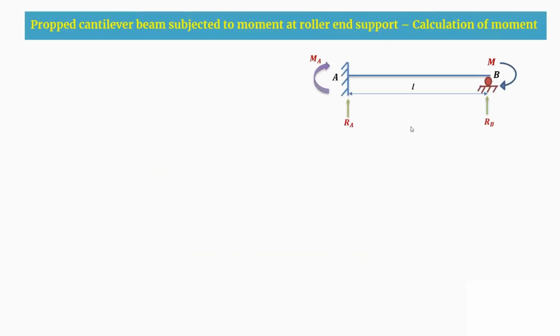So how to calculate the moment? As we know the RA reaction and RB reaction, now I'm taking moment about B. The moment about B is of hogging nature, which is M. Therefore, the moment at B will be equal to minus M. Now, taking moments, RA into L is sagging in nature, that is positive, and MA is also positive, that is plus MA. So MA plus RA into L will be equal to minus M.